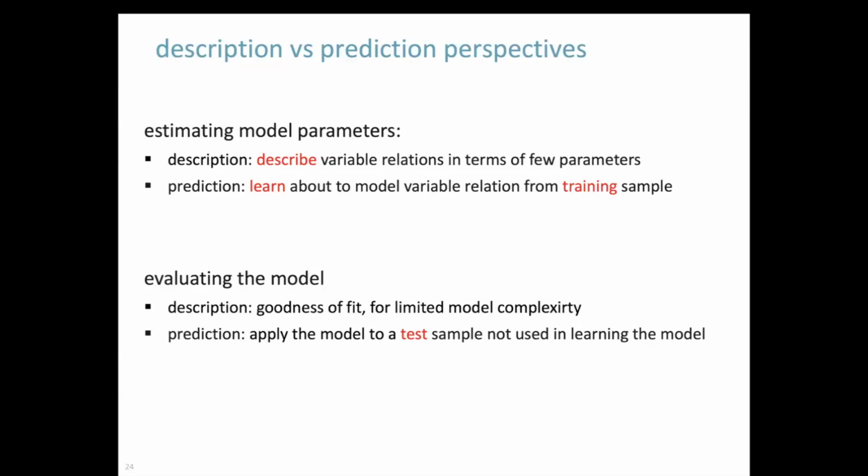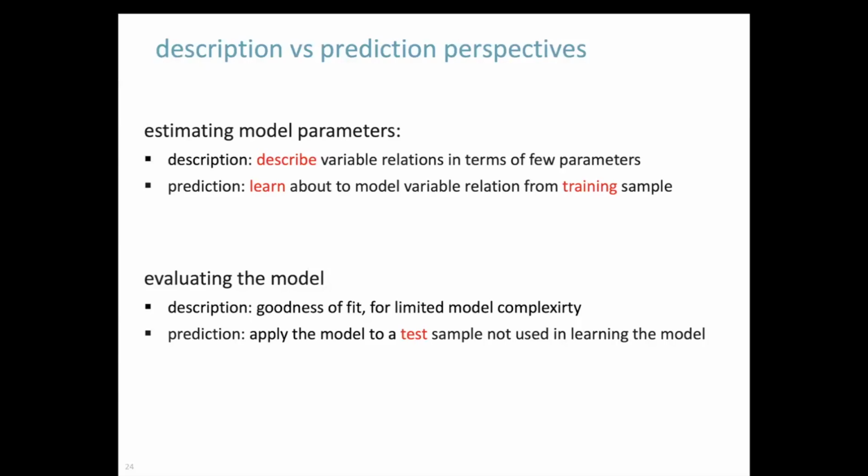If you're thinking as a statistician and you want to say how good a description this is, you would be looking at goodness of fit, maybe penalized by how complex the model is. And if you're evaluating this for prediction, you want to apply the model to a test sample and see how well you actually do in a new sample from the same population. Does this make sense so far?